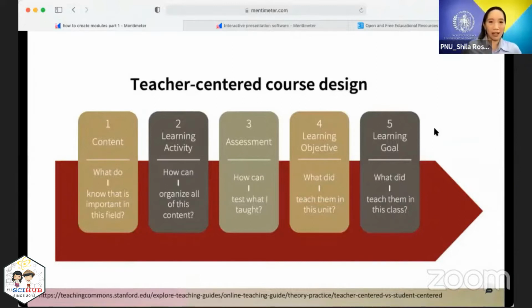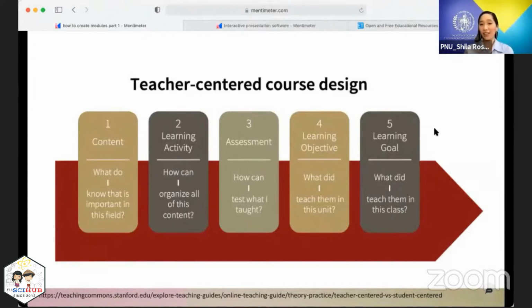And at one point in my life, I really did plan it like this, in such a way that I would think, what content will I teach? Right? What do I know about this that is important in this field? Then, how can I organize all this content? How can I test what I taught?